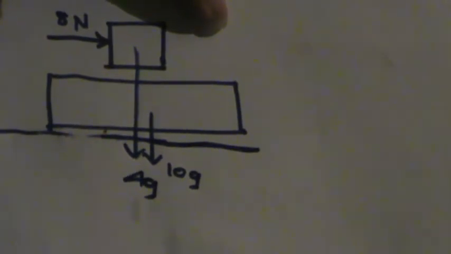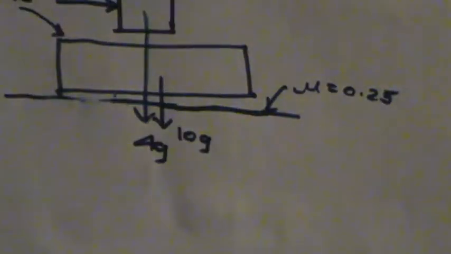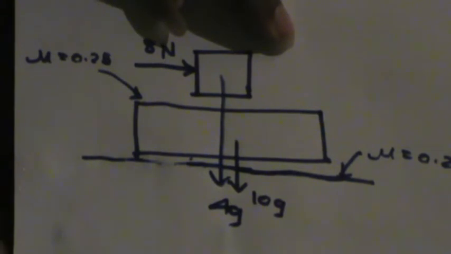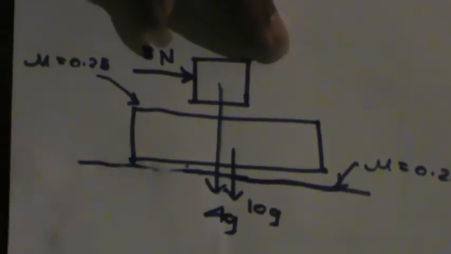What actually happens is that we have to find the forces. I'll take the coefficient of friction the same. I'll take mu equals 0.25 here and mu equals 0.25 here. So the coefficients of friction are the same. That doesn't mean that the friction is the same, because the masses are different, right?